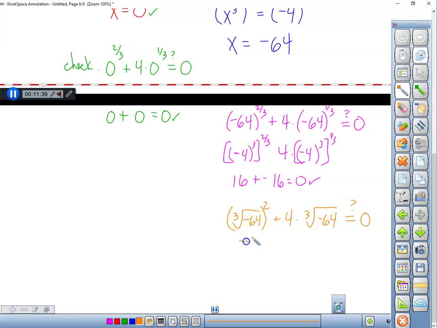Again, this would be negative 4 being squared, which would be 16. This would be 4 times negative 4, which would be a negative 16. And see that you get 0 that way. Either way, they are both perfectly fine. So our two solutions, we have two solutions this time, negative 64 and 0.